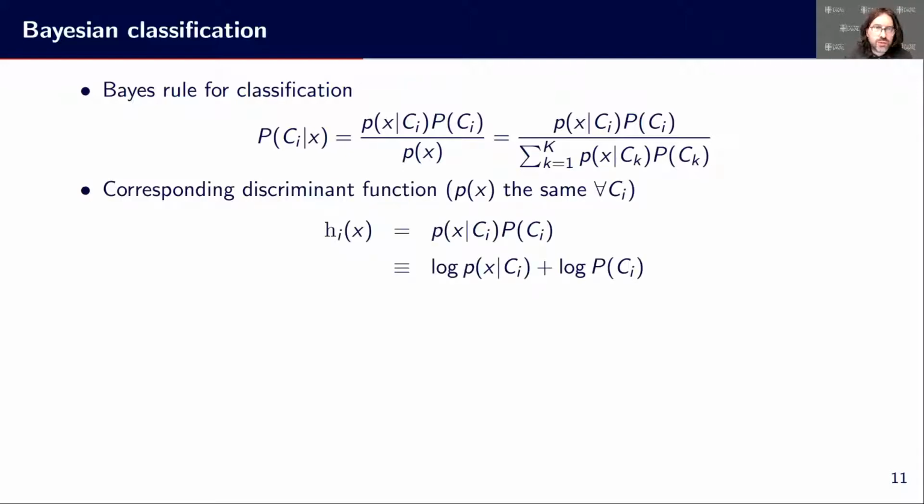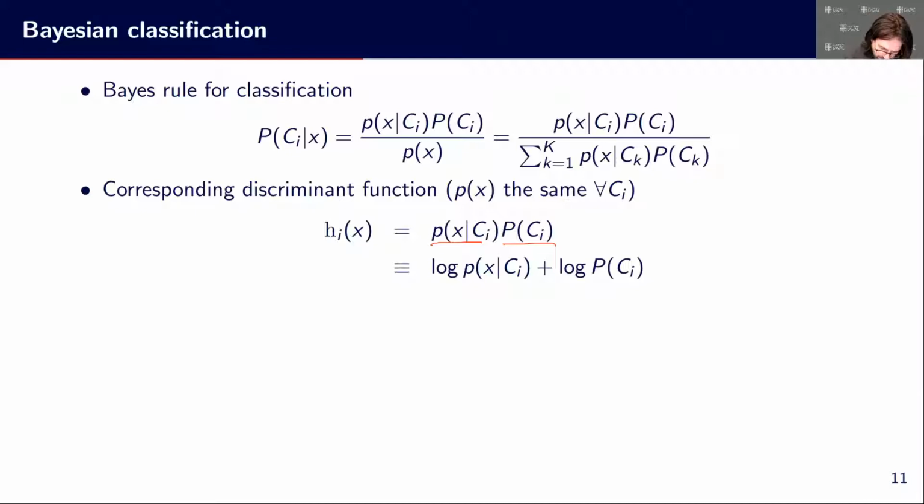The corresponding discriminant function we achieve with that boils down to a function h_i, the discriminant function for class Ci. Given that the evidence is the same for all classes, we just get rid of it. We keep what was on the top as the numerator: the likelihood of getting x from class Ci times the prior probability of getting a sample from class Ci.